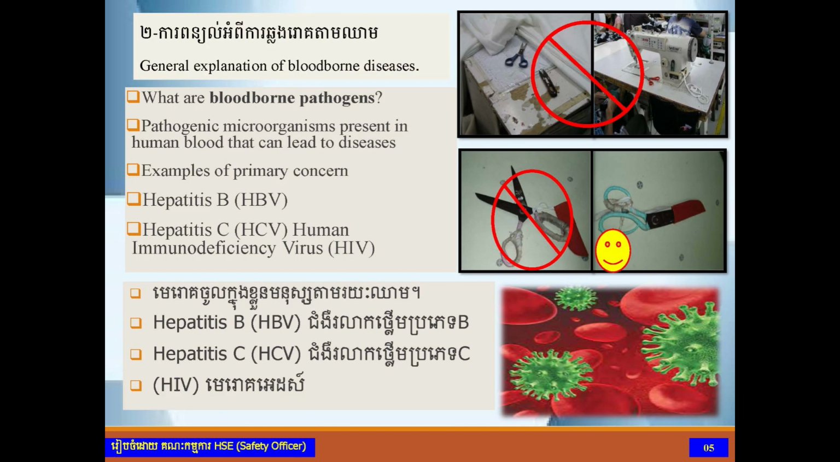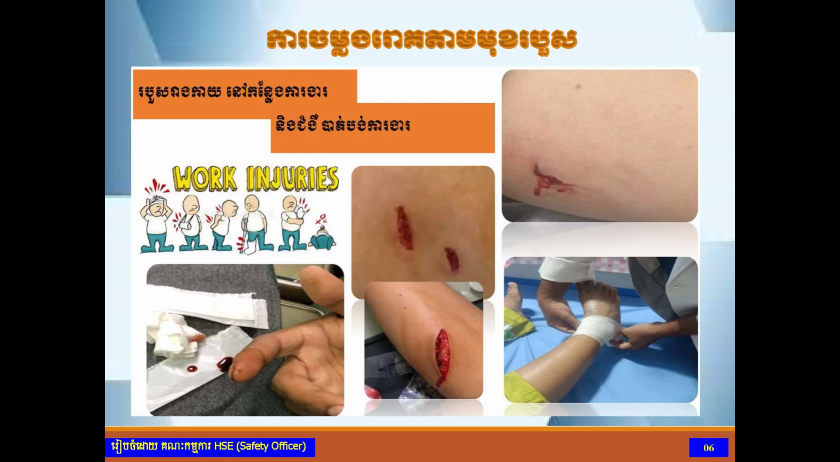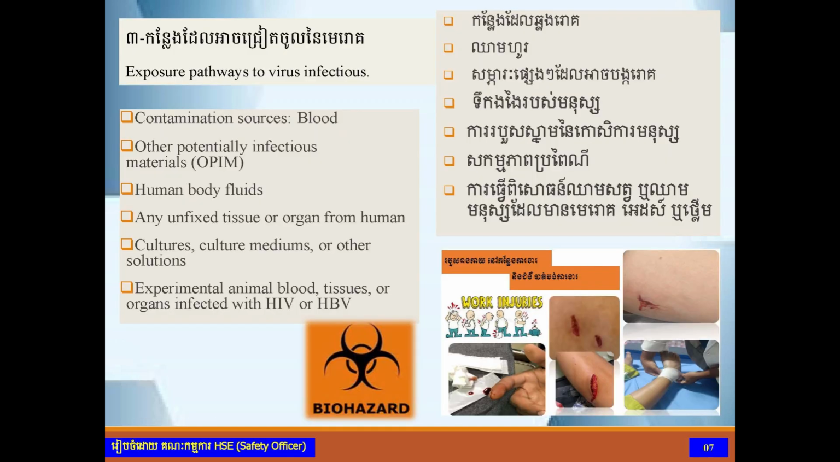Introduction. 5. Where bloodborne pathogens? Pathogenic microorganisms present in human blood that can lead to diseases. Examples of primary concern: Hepatitis B, HBV; Hepatitis C, HCV; Human immunodeficiency virus, HIV. Injury and illness impacted in the workplace. 6. Work illness. The virus threatens the body through injury and subsequently leads to illness.